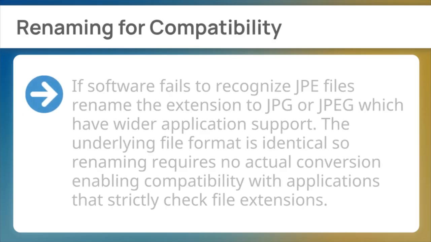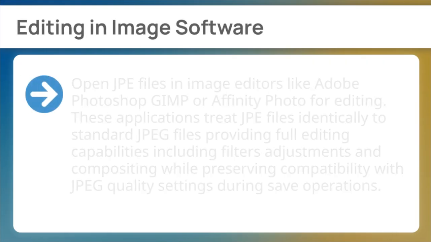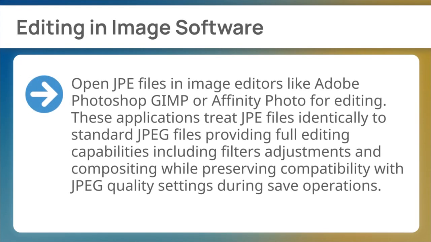Next, renaming for compatibility. If software fails to recognize JPE files, rename the extension to JPG or JPEG, which have wider application support. The underlying file format is identical, so renaming requires no actual conversion, enabling compatibility with applications that strictly check file extensions. Finally, editing in image software.